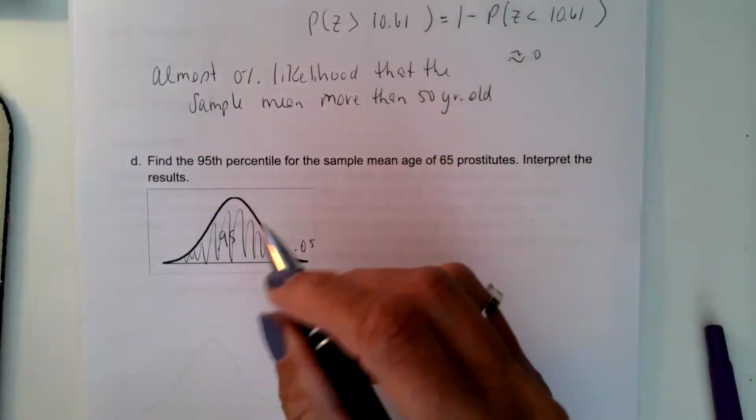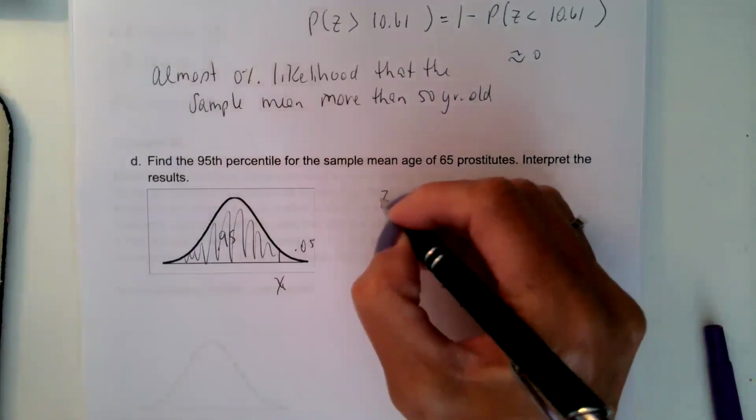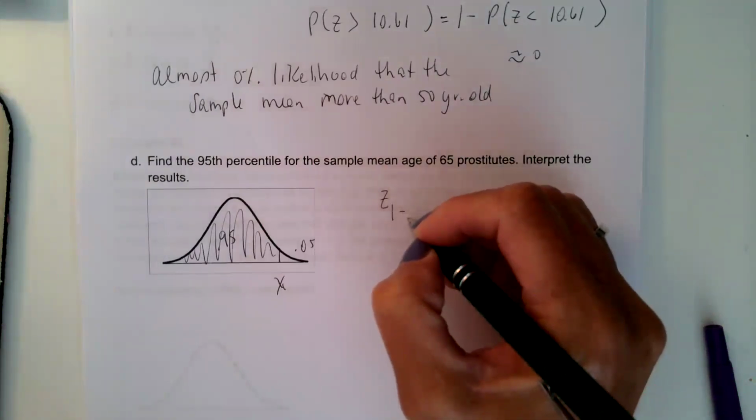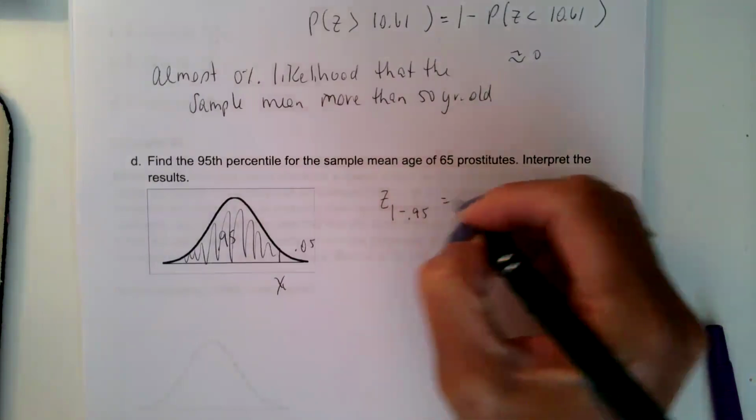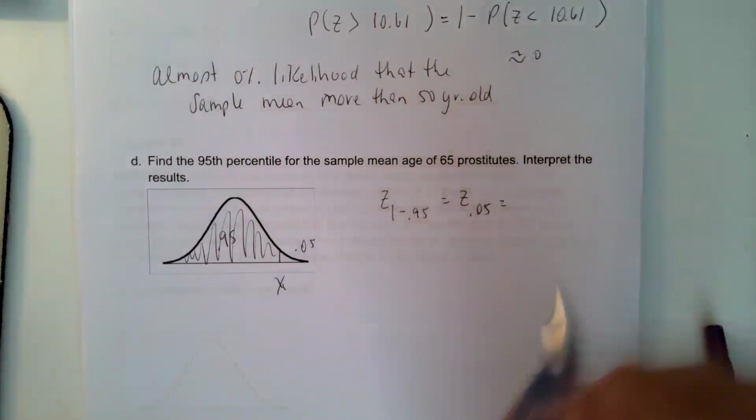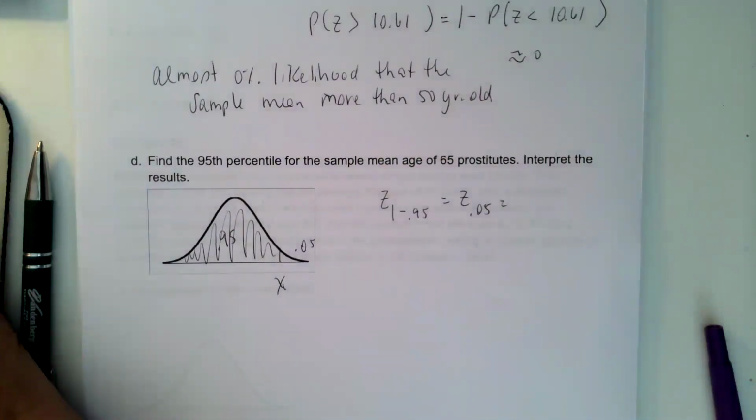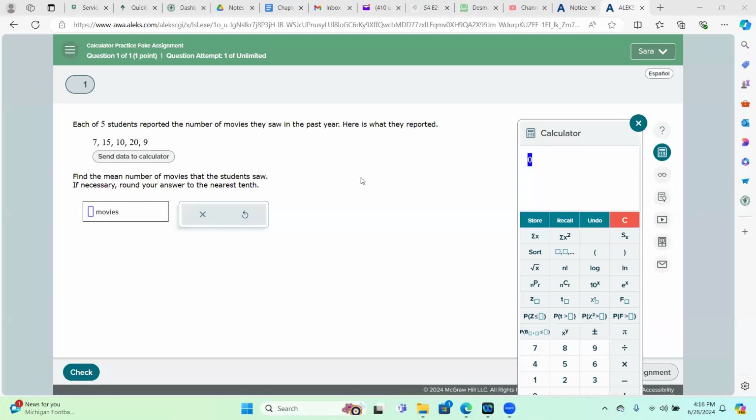So the first thing we have to do is work backwards, which means we have to find the Z of 1 minus 0.95, which is Z of 0.05. That's going to be 1 minus 0.95. And so that Z is 1.645.